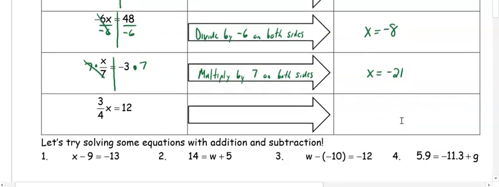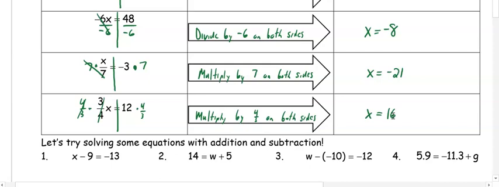In the last one, we have a fraction. 3/4 x equals 12. So in order to get rid of our fraction, we're going to multiply by the reciprocal. That means we are going to flip the fraction. So we're going to multiply by 4/3 on both sides. So the fractions cancel out with each other. X equals 12 times 4 is 48, divided by 3. So we get x equals 16.